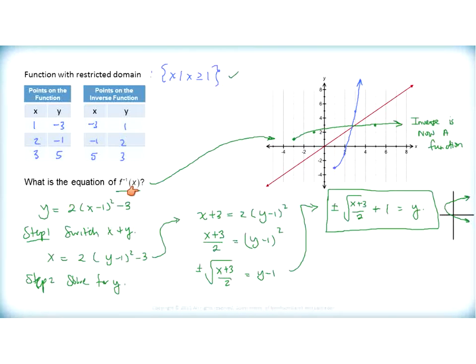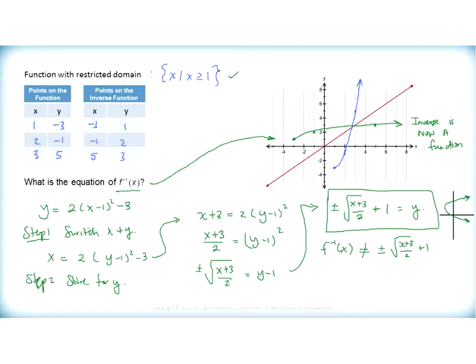And if I'm going to use f to the minus 1 of x to represent the equation of the inverse function, I better make sure it's a function, because I can't use that. In other words, I cannot write this. This doesn't make sense to write. F to the minus 1 of x is not equal to this, because it can't equal that. I can't write this.